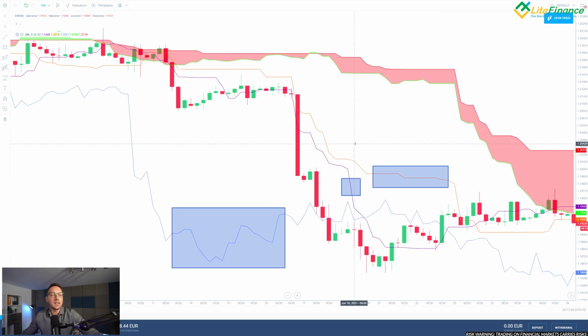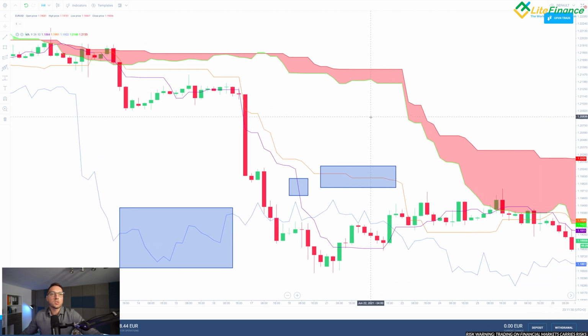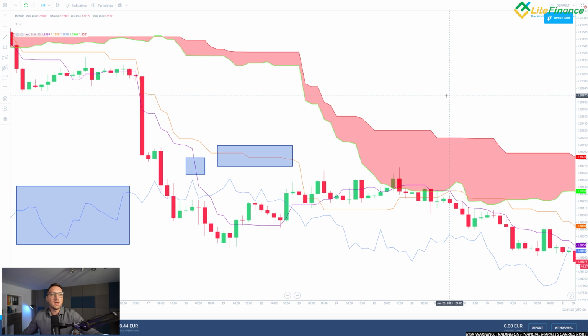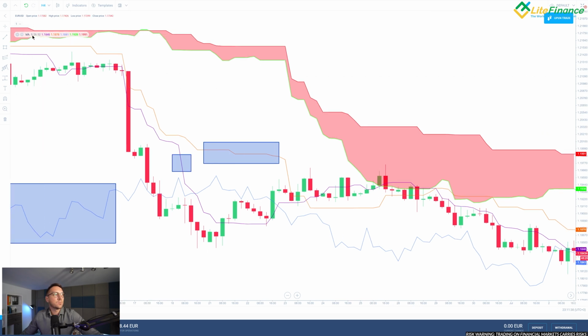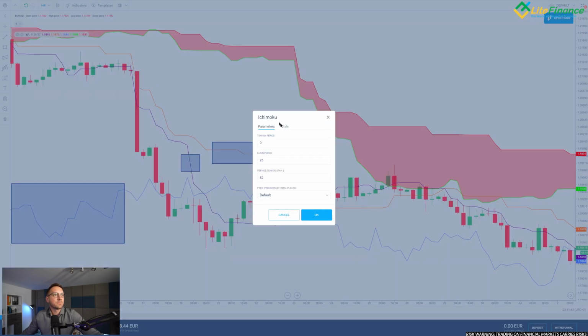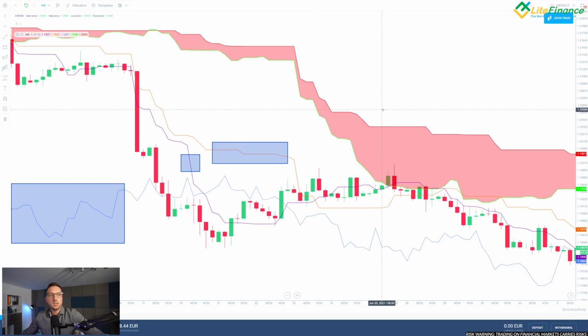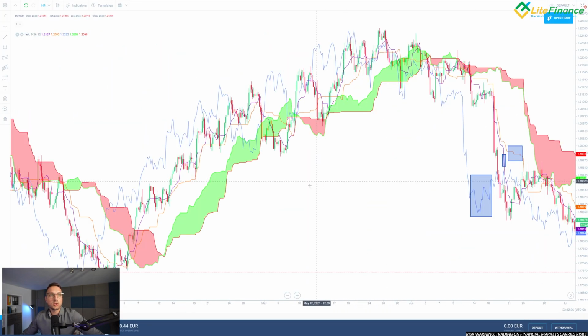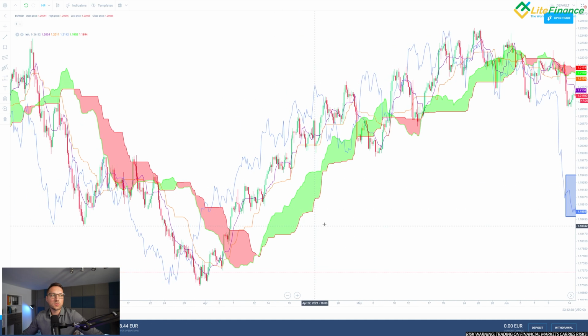The last thing that we will discuss is the Kumo Cloud, which is also made from two lines, the span A and span B line, which you can see here. The green one is span A, the red one is span B. The Kumo Cloud shows you the strength of the trend.